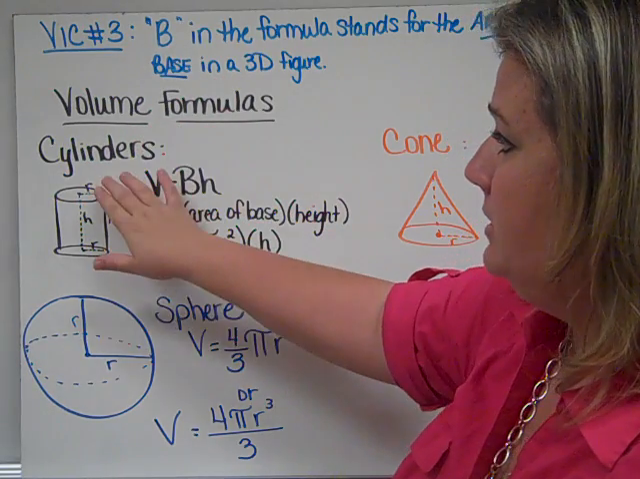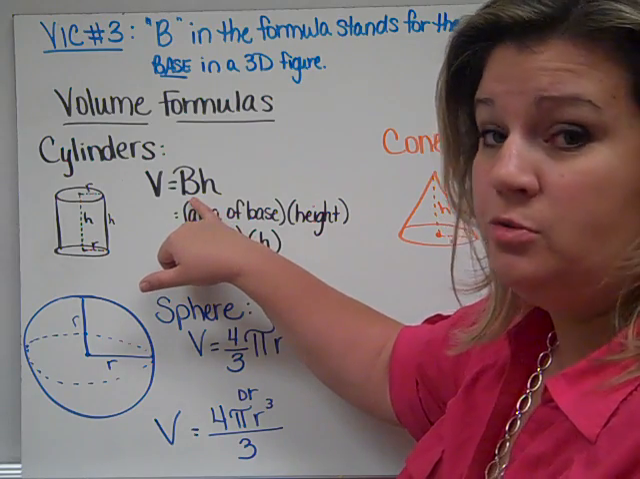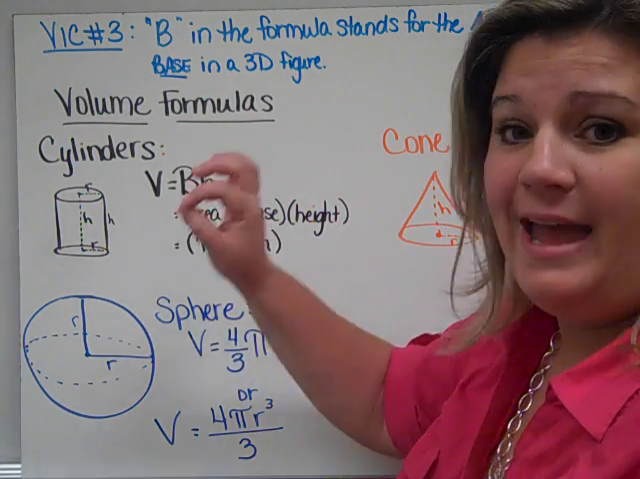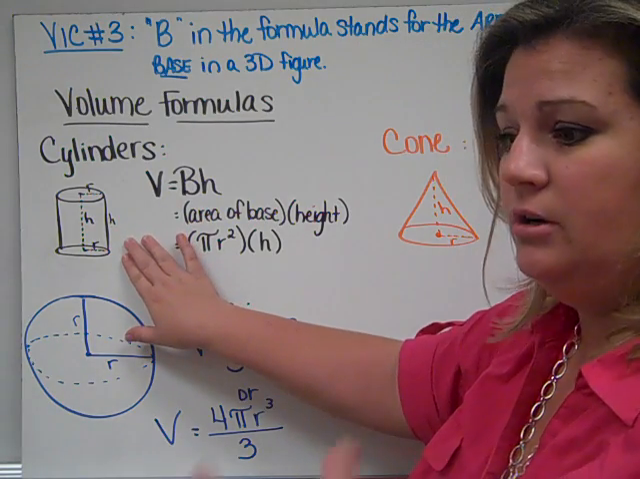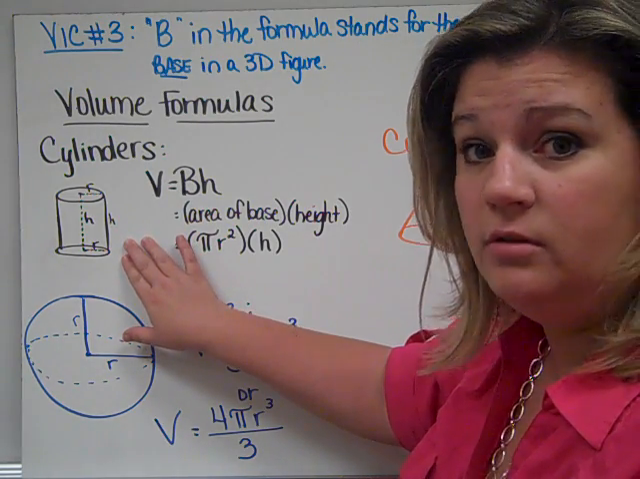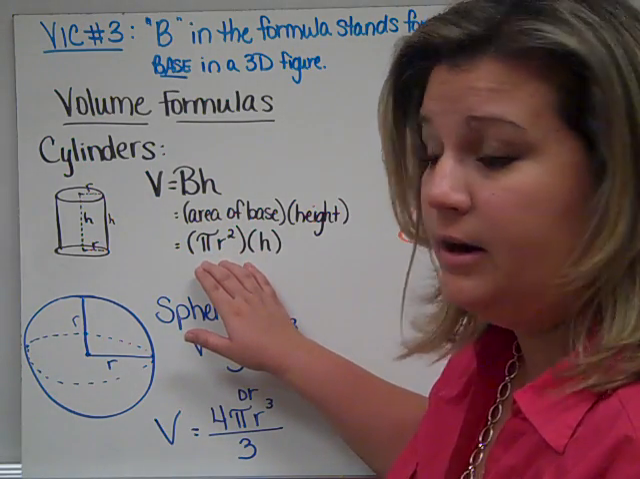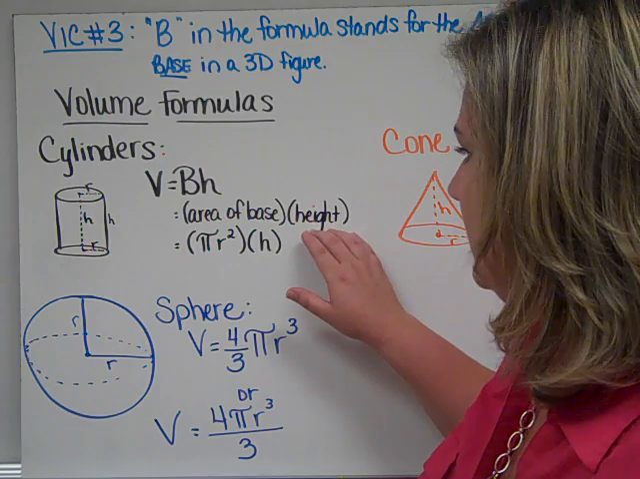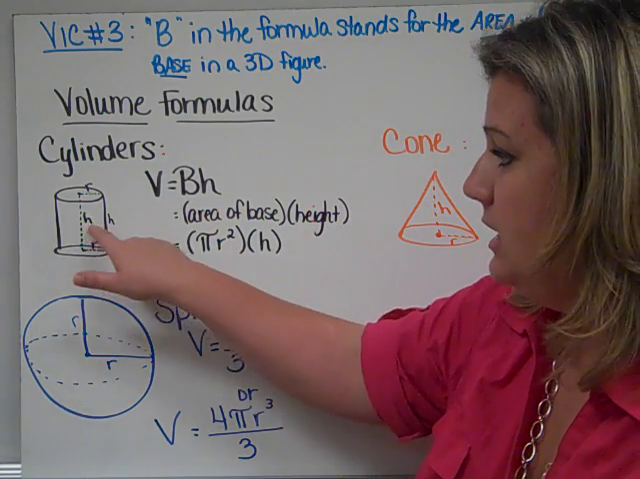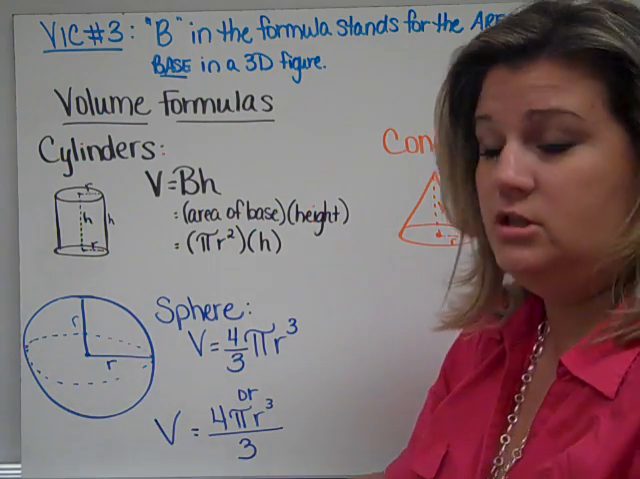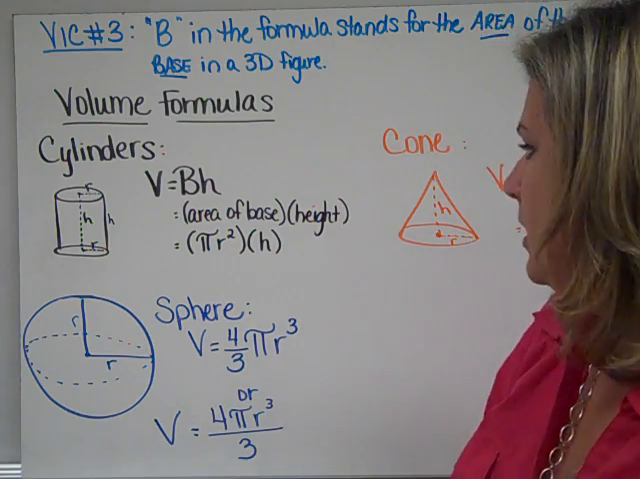So for volume formulas, let's talk about cylinders. Volume equals that big B, which we know from Vic number 3 is the area of the base, times the height. So when you look at a cylinder, what is that base? It's a circle. So what is the area of that circle? Pi r squared. So area of the base times the height: pi r squared times the height. And whatever that situation would be, plug in those variables.